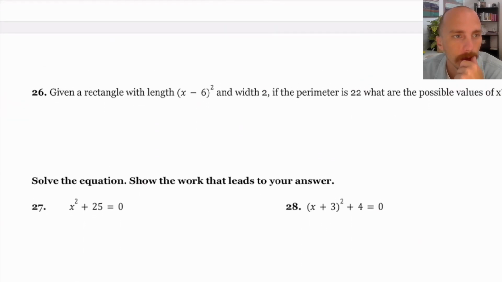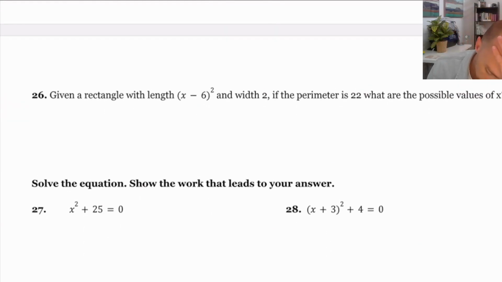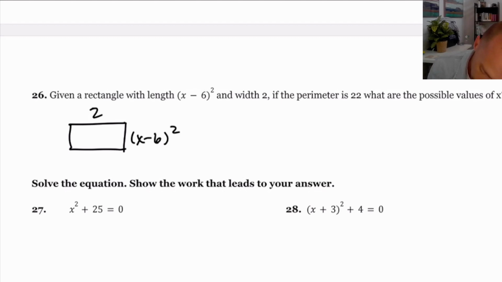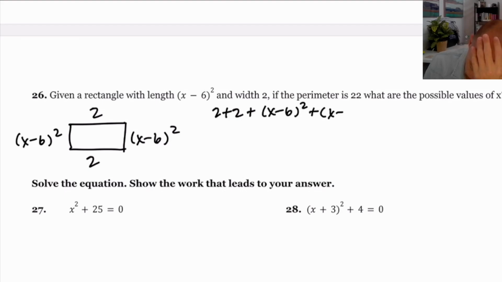Okay, given a rectangle with length x minus 6 squared, width 2. If the perimeter is 22, what are the possible values of x? Okay, so I'm going to add this stuff together. 2 plus 2 plus x minus 6 squared plus another of x minus 6 squared. That's going to equal 22.